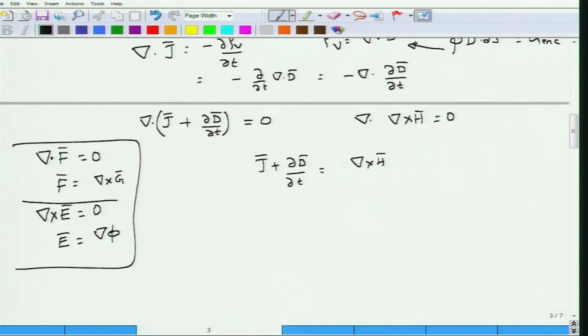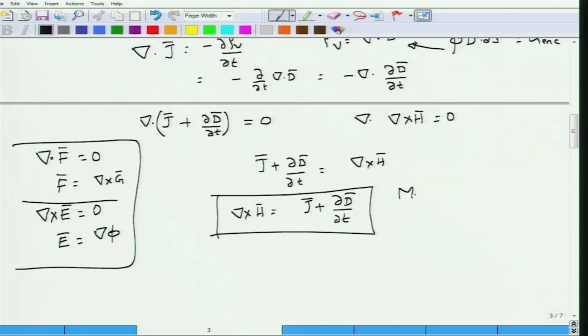Or the traditional way of writing this is to say that curl of H is equal to J plus del D by del t, and this is what is called the modified Ampere's law. What has been modified here? What has been modified is this addition of a term called del D by del t, and this is called displacement current. The reason why this is called displacement is because D is called displacement vector.